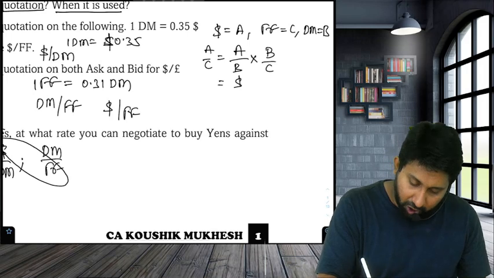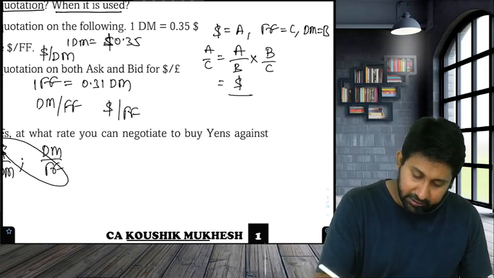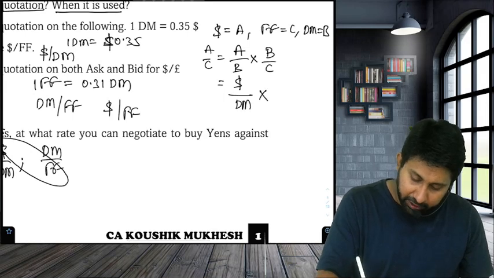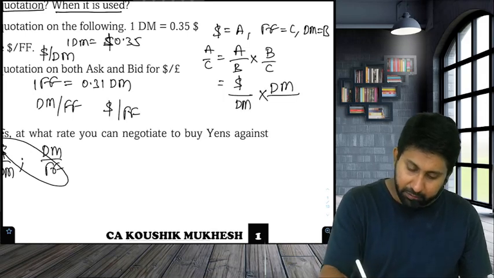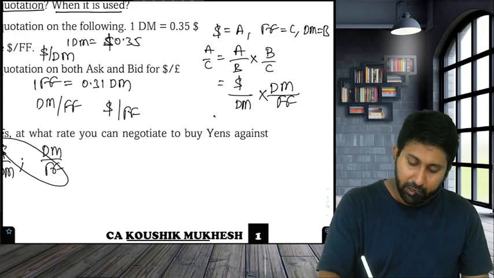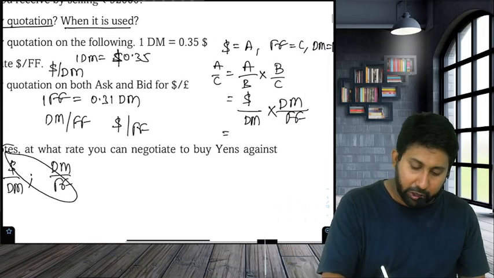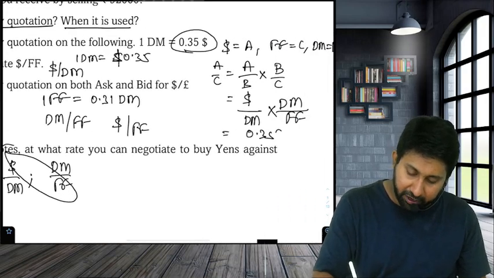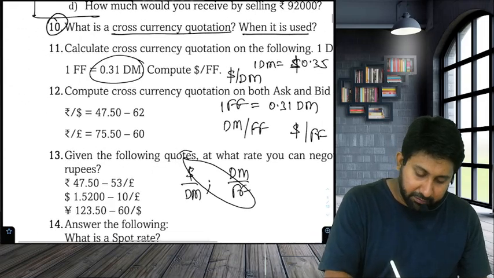A by B, dollar by B means DM. Into what is B? DM divided by C, FF. So dollar per DM, number of dollars per DM, 0.35, into number of DMs per FF.